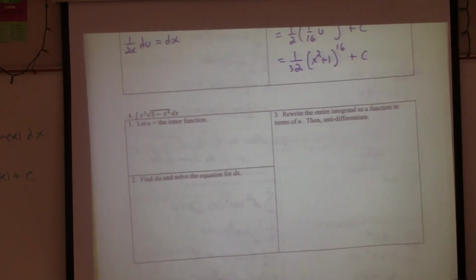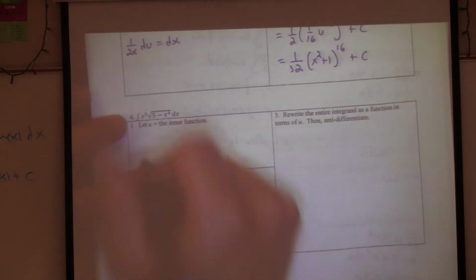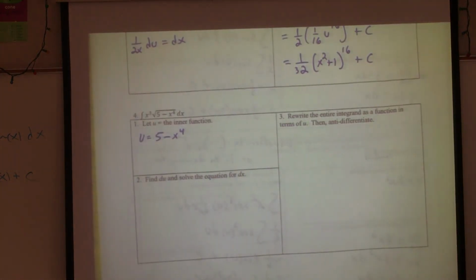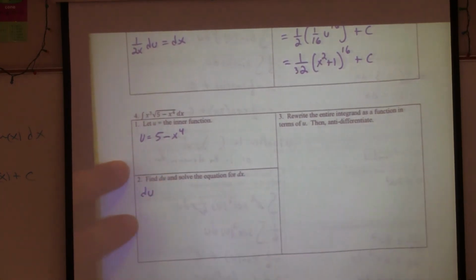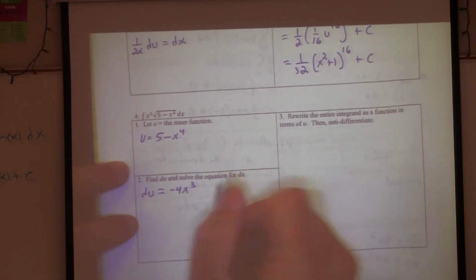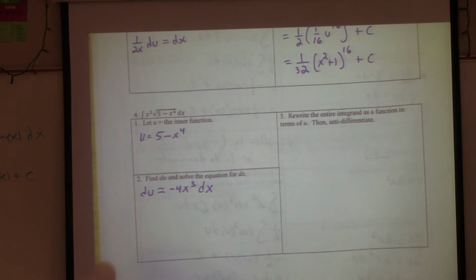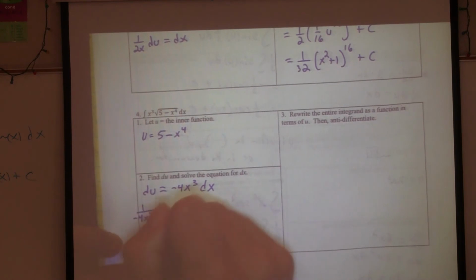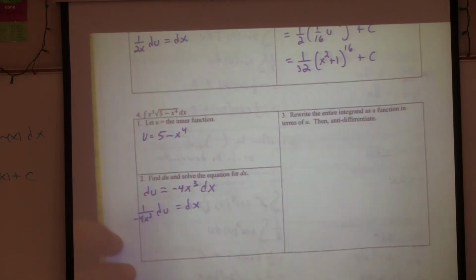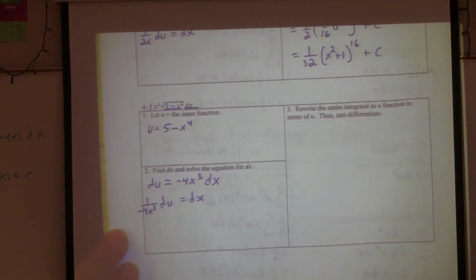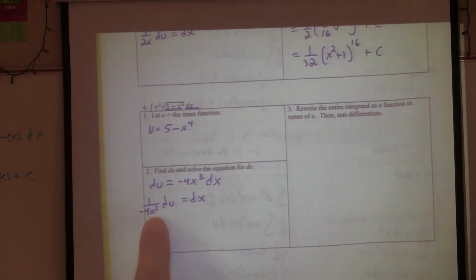Okay? Try number 4. What do you think u is going to be here? 5 minus x to the 4th. Okay, get the derivative. du equals negative 4x to the 3rd dx. Divide, so we get 1 over negative 4x cubed du is equal to dx. We're replacing this guy and we're replacing this guy. Hopefully that x to the third goes away. Is it gonna go away? Yeah, because we're gonna have this x to the third down here.